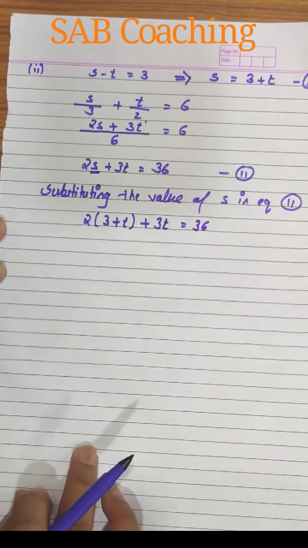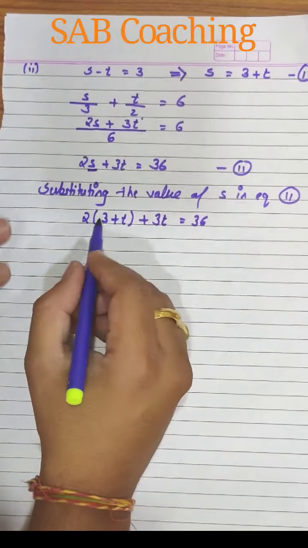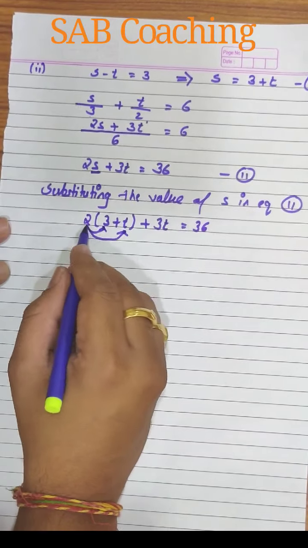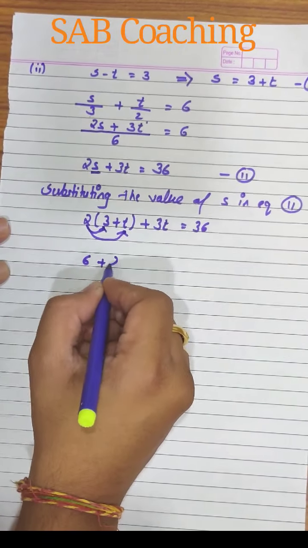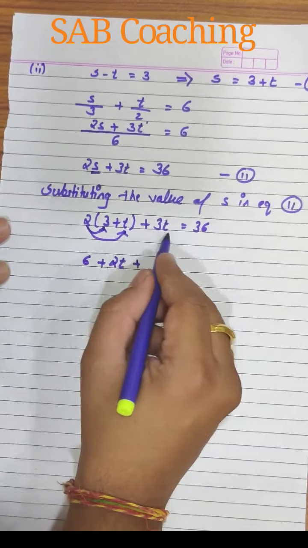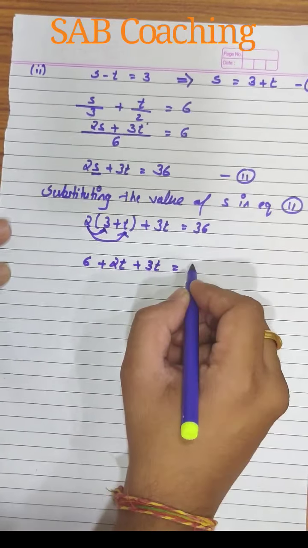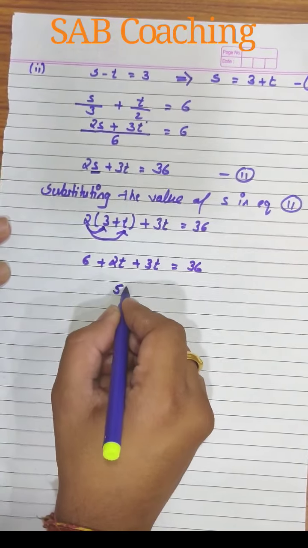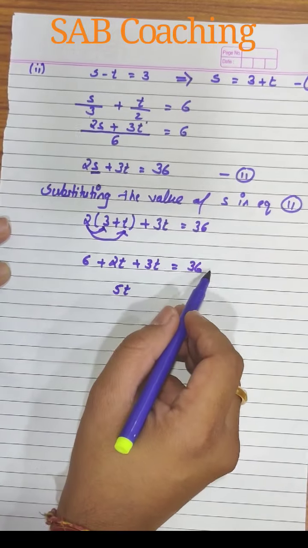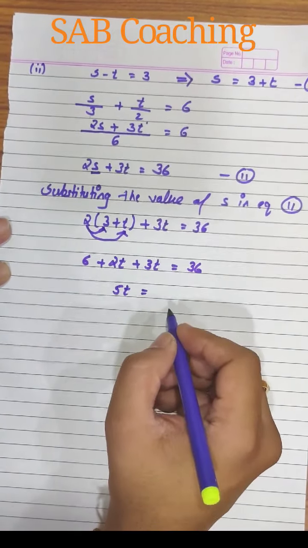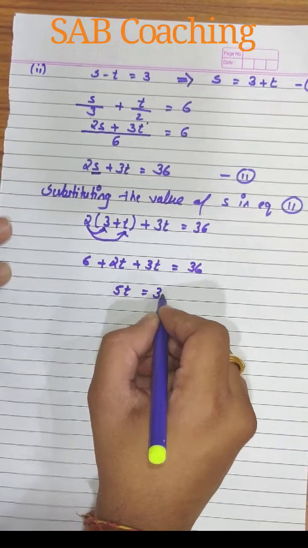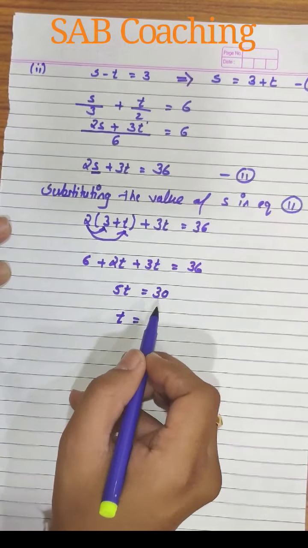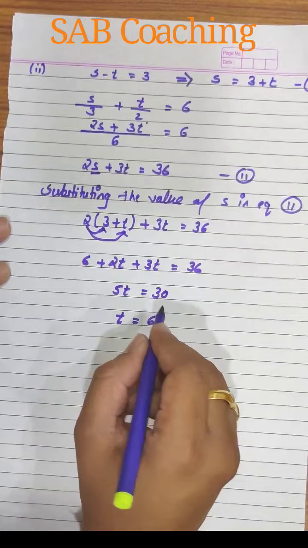Now you need to solve this equation. How are you going to solve this? 2 is going to get multiplied by this number also and with this also. So what you will get? 2 into 3 is 6 plus 2t plus this 3t equal to 36. 2t plus 3t is going to give you 5t, and when this 6 goes to the right hand side, it will get subtracted from 36 and you will get 36 minus 6, that is equal to 30. So from here you will get the value of t equal to, when 5 is going here, it will get divided and you will get the value of t equal to 6.